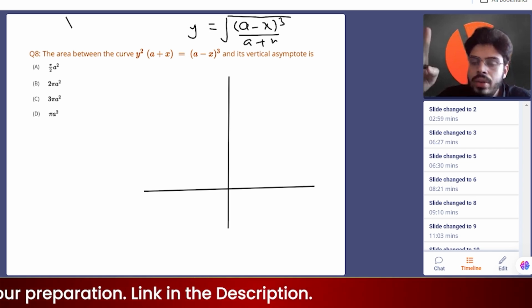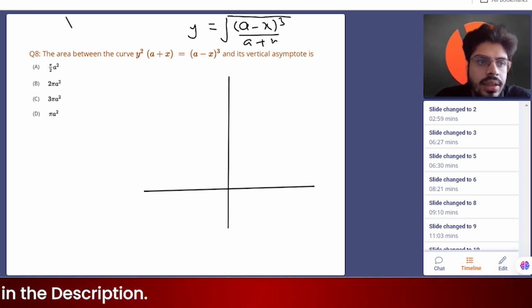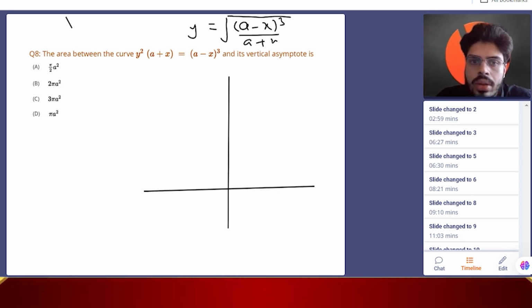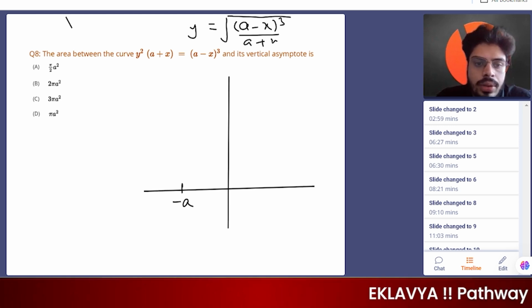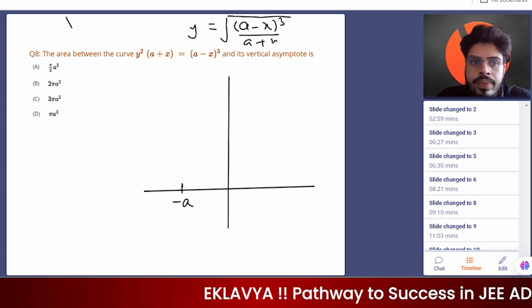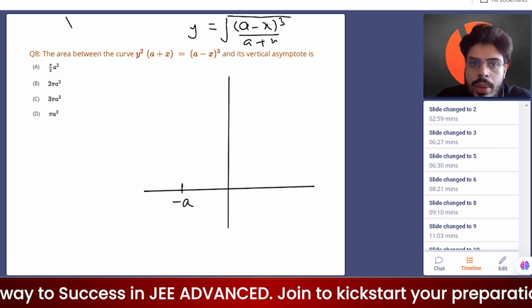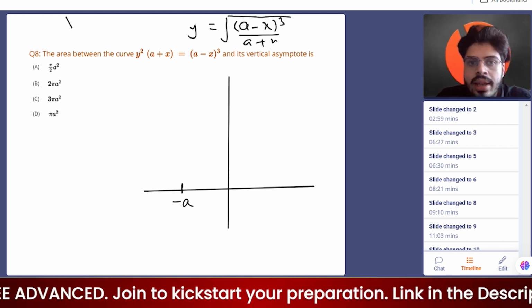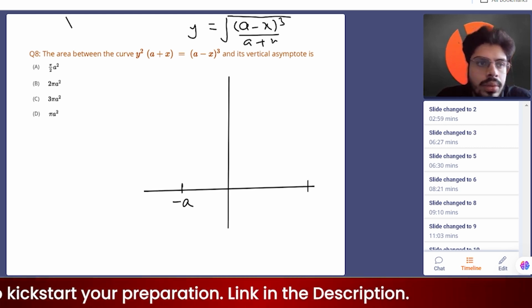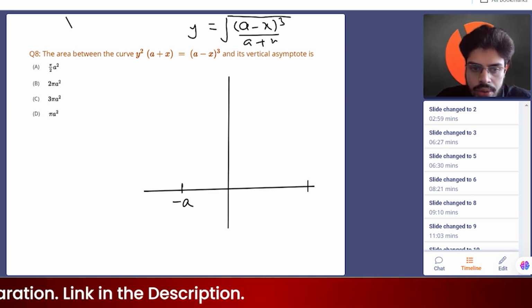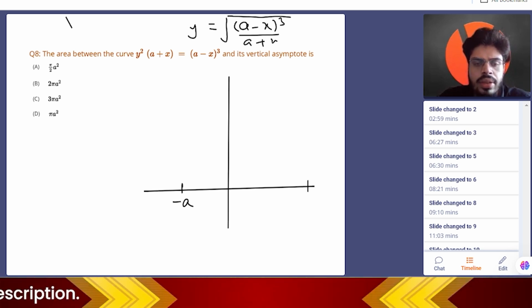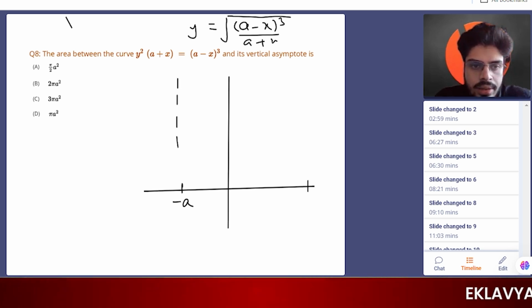So y has to go to infinity. This means that here the denominator should be 0. So the denominator will be 0 at x equal to minus a. Okay, and we can see the root. One of the roots of this equation is x equal to a, because if I put x equal to a, y will be equal to 0. So this is one of the roots. So the graph will look something like this. Okay?